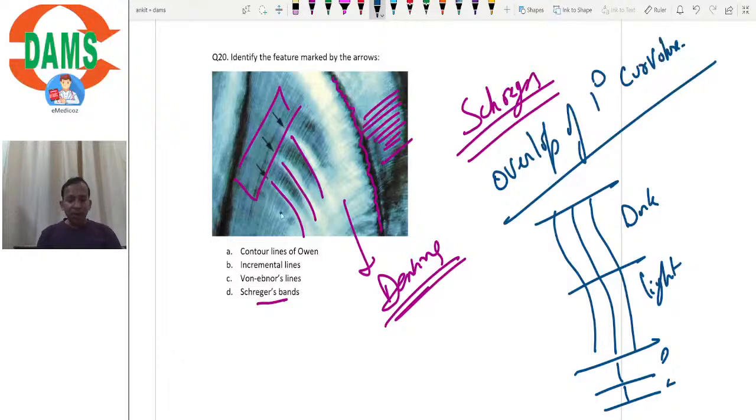How many do we see here? 3 bands are visible, and they are all very thin, isn't it? So do you think that these are the Schreger bands? The answer would be no, they are not the Schreger bands.